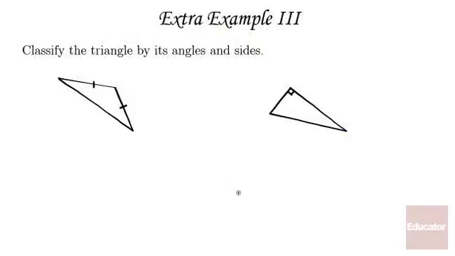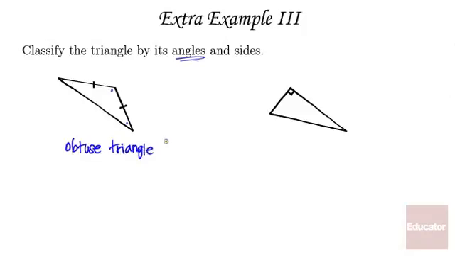Okay, and classify the triangle by its angles and sides. So here, by angles first, let's do angles. Let's see. This is acute. This looks like it's obtuse, right? Because it looks like it's greater than 90. And this is acute. So just because I have one obtuse angle, that's going to make this whole triangle an obtuse triangle.